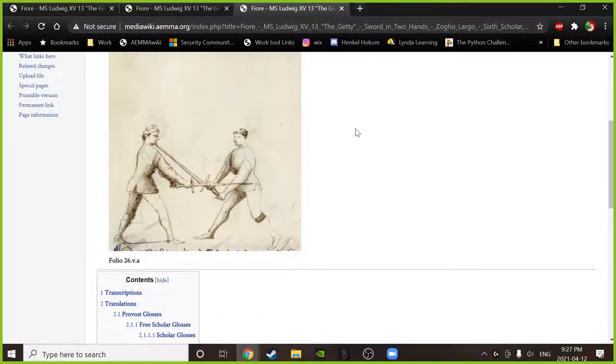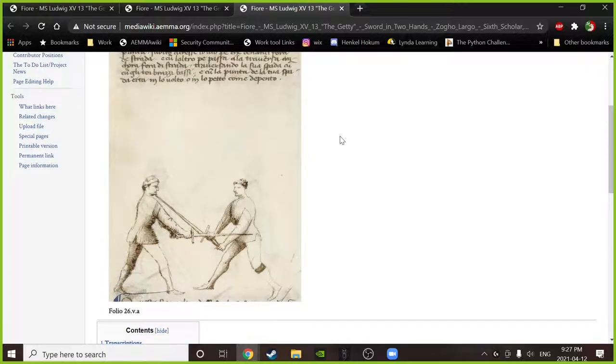Thank you, Mark. All right. So here we go. Exchange of thrusts. 26 VA. So this is classically shown at Emma as responding to a thrust in third.